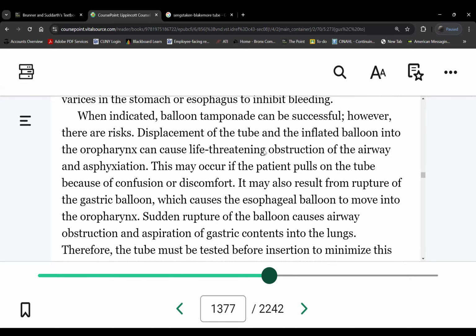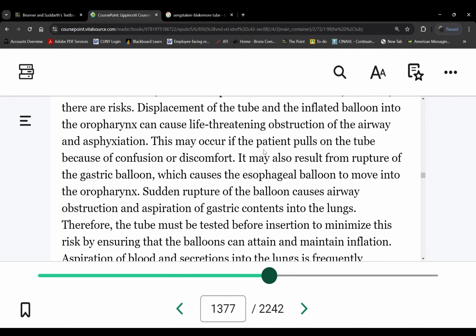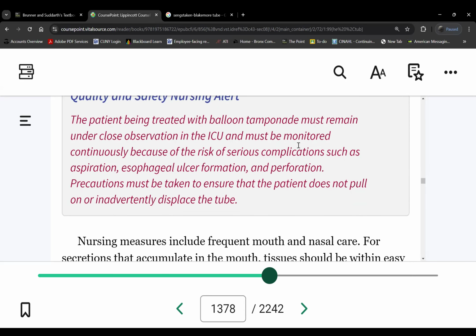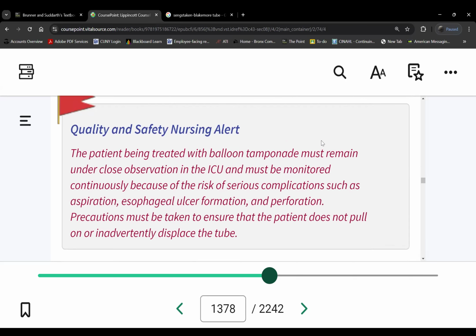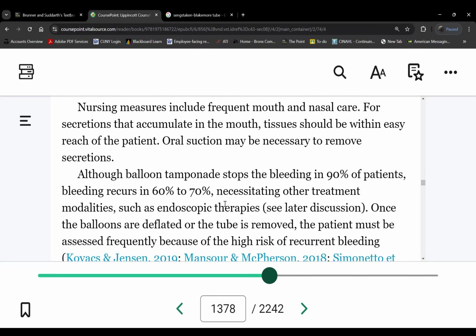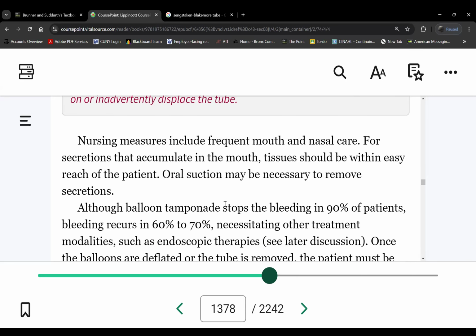Okay. Any question on the EG balloon? So here's a warning, again, reminding you, what's our number one concern? Aspiration. Okay, so they're usually in ICU. Because again, especially if they have the tube in the mouth, you have to suction frequently. So that's why they're in ICU. They need frequent suction. You can't do that if they're in any other place because we have other patients there. So this requires one-to-one.